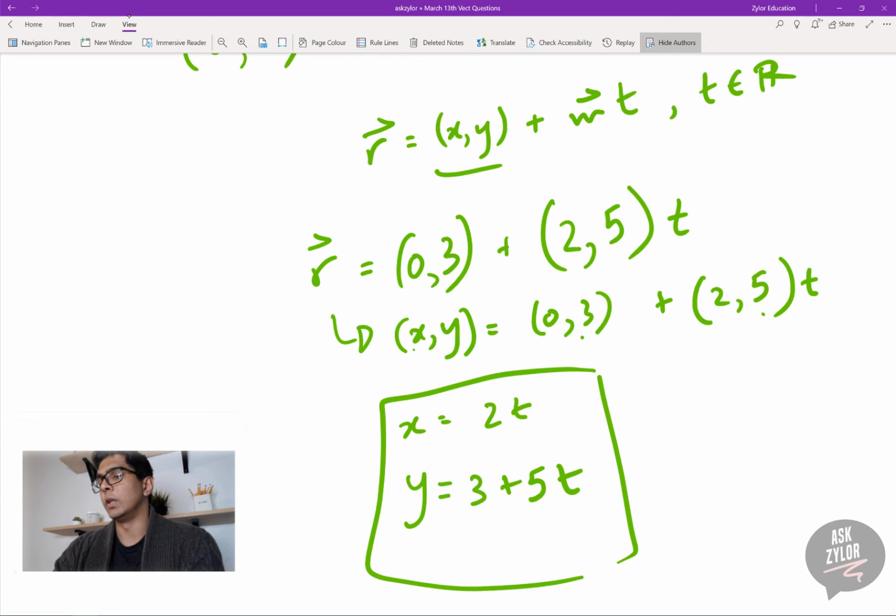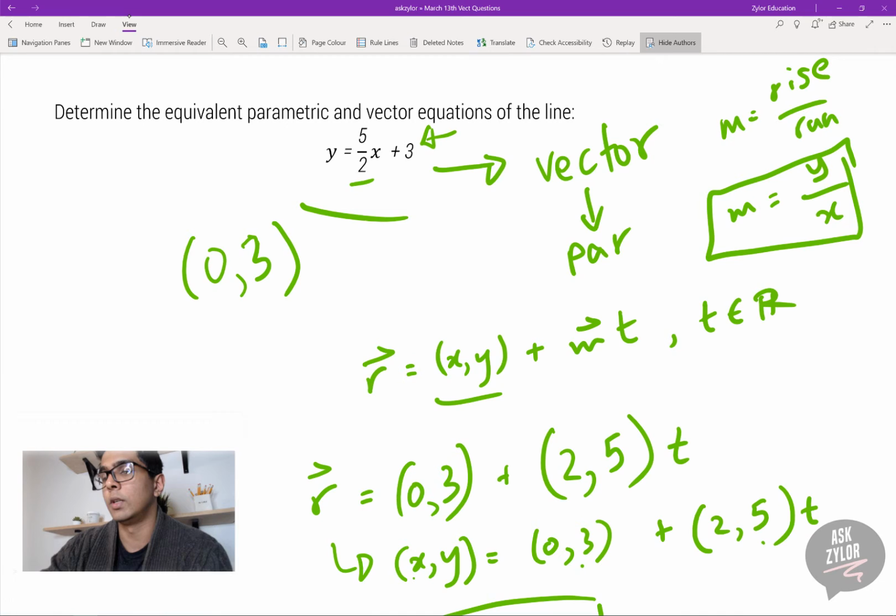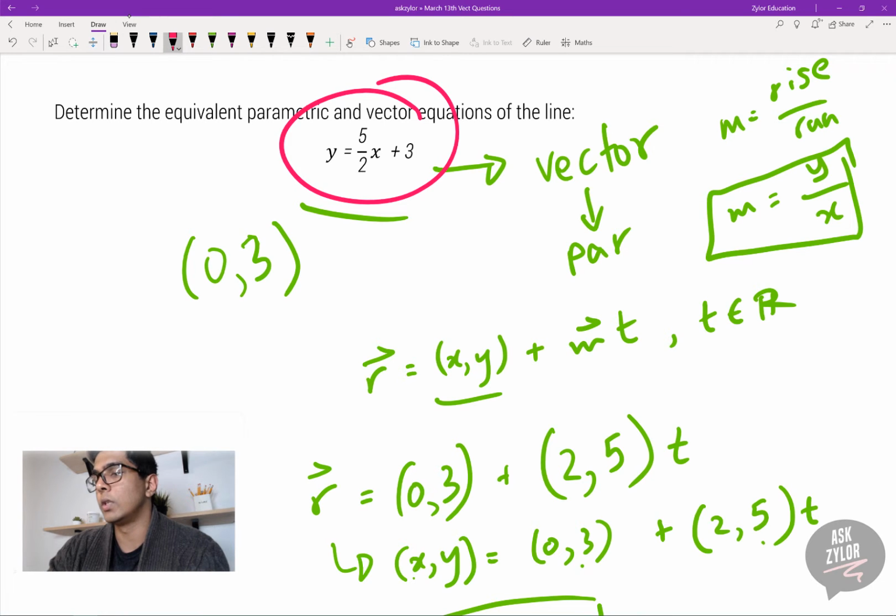If anyone's tuning in right now, we're going through some vectors questions. We're mostly focusing on parametric equations, and how to convert between Cartesian equations, parametric equations, and vector equations. We were given a Cartesian equation, and we had to find the parametric and vector equations.